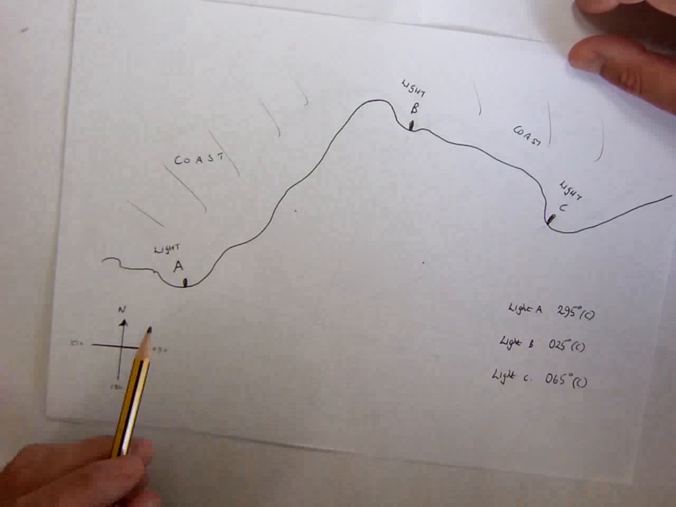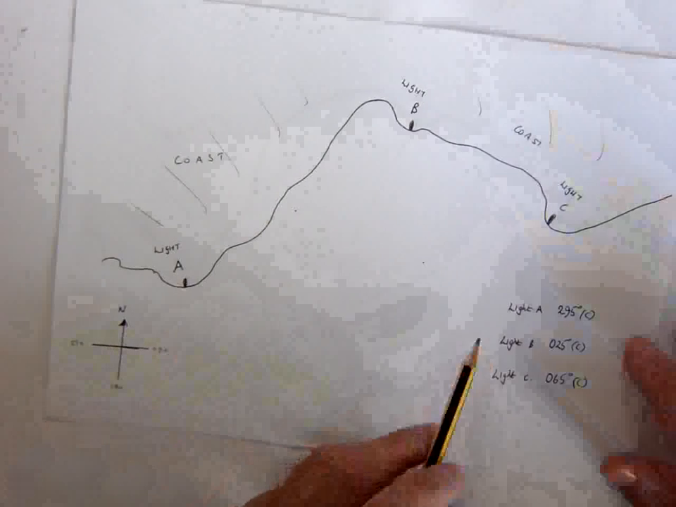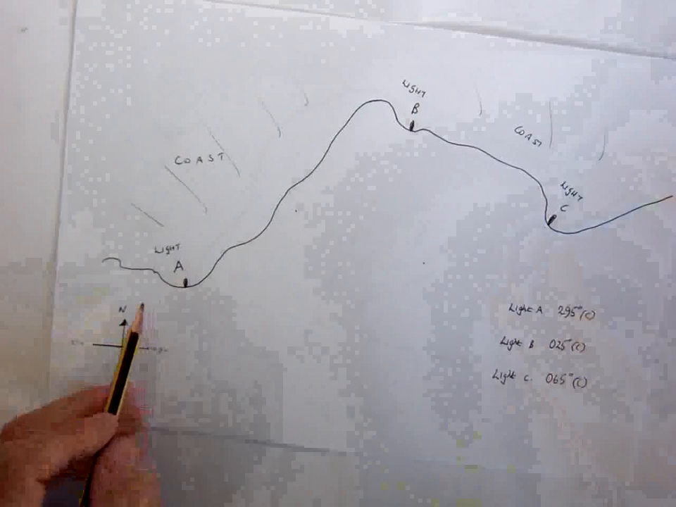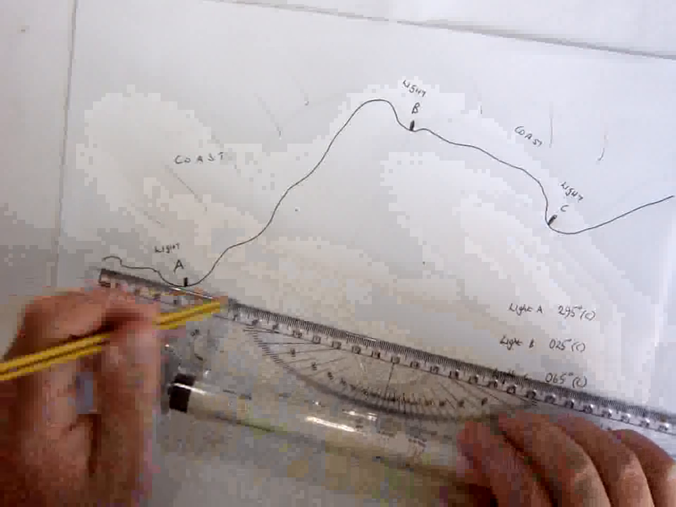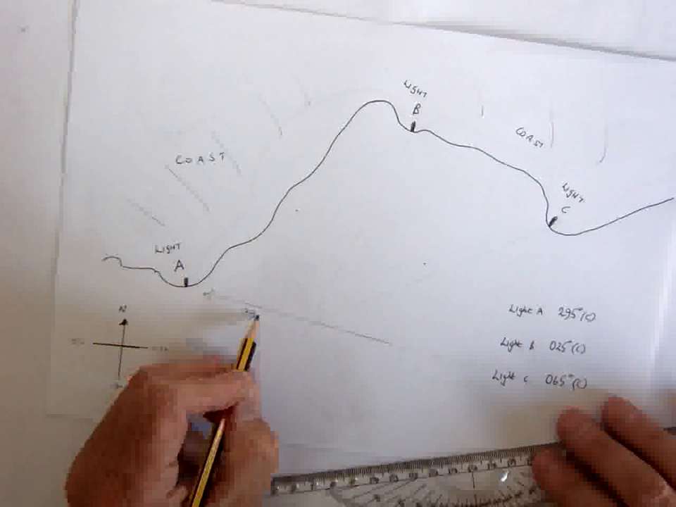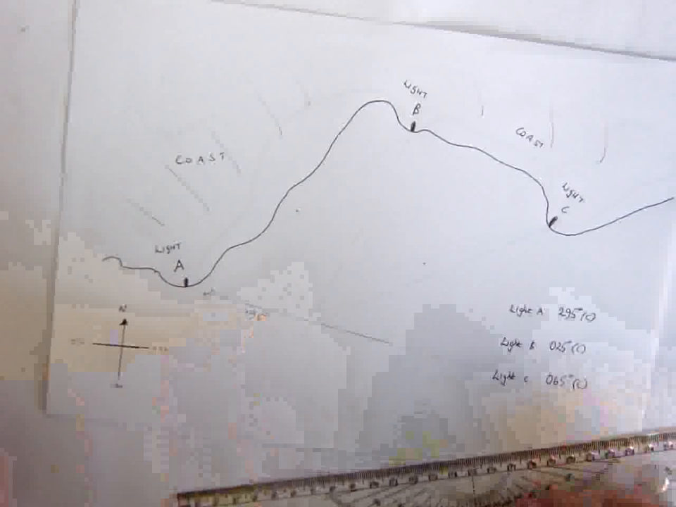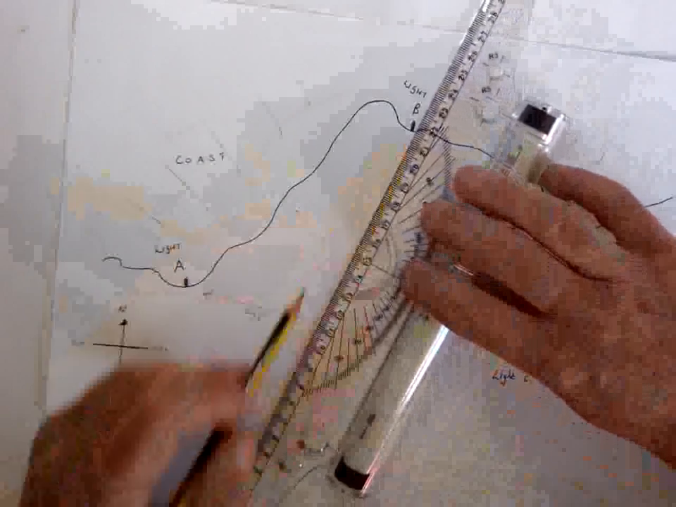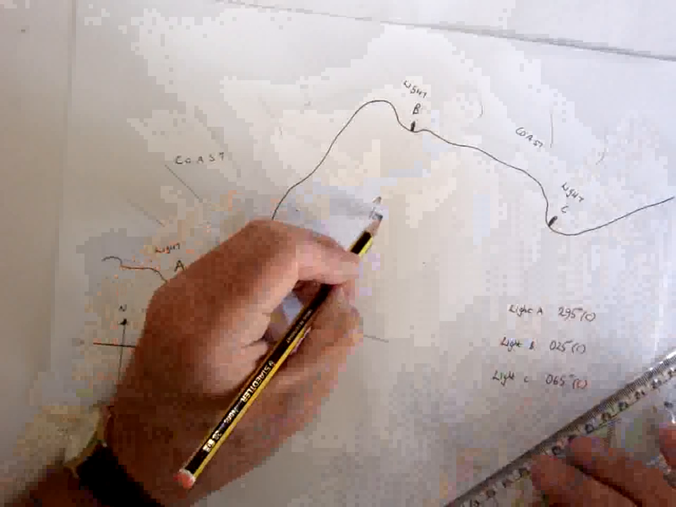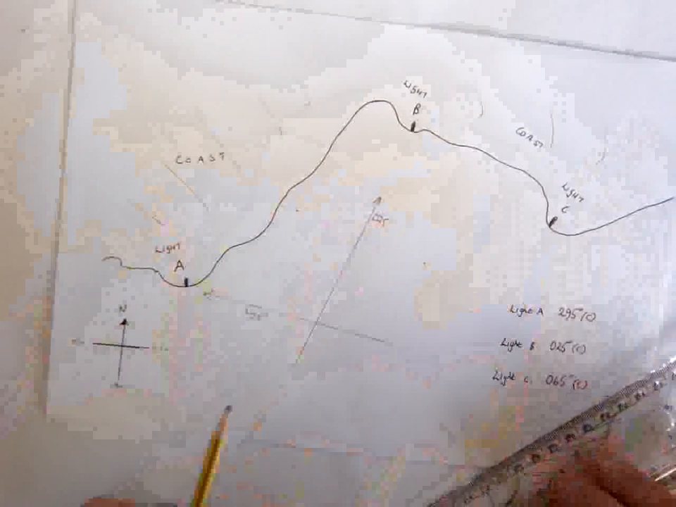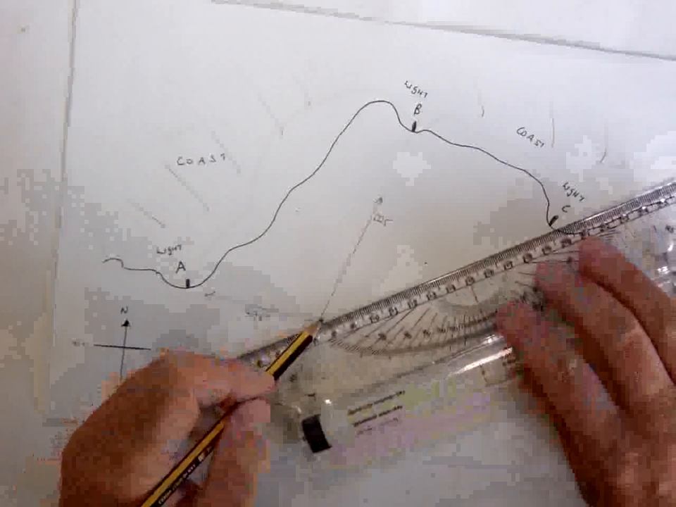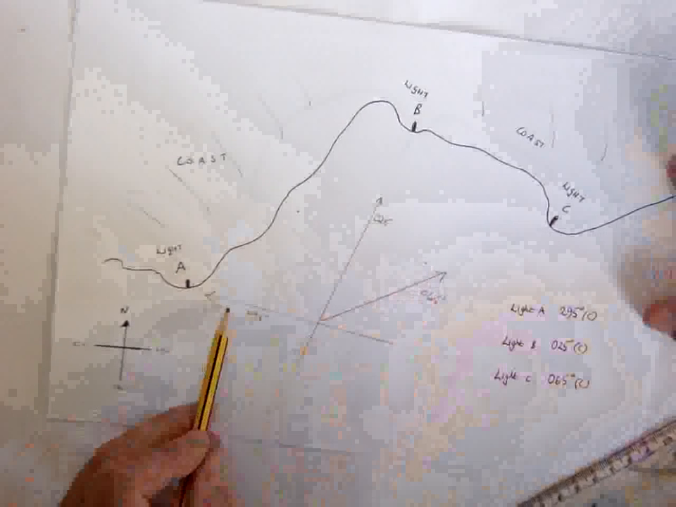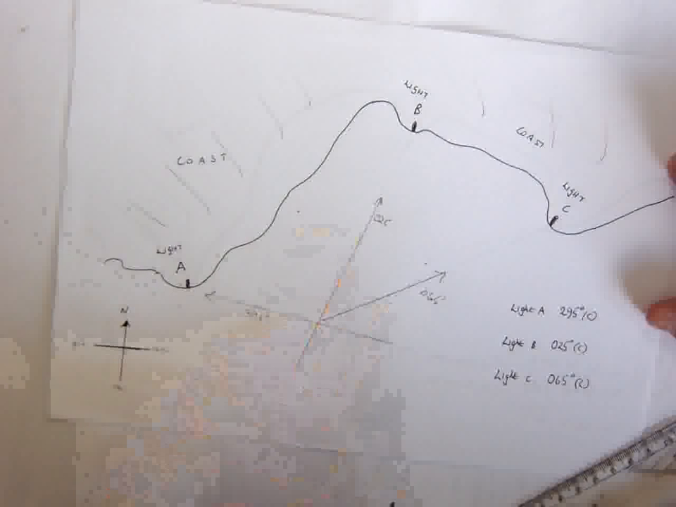So just drawing this roughly, light A we're told was 295 degrees compass, so that's north, so 295 degrees compass, so the bearing is approximately there, 295. Light B we're told is 025 degrees compass, so that's approximately 025, and light C is 065. So we've a bearing of 295, 025 and 065. Now they're all compass bearings.